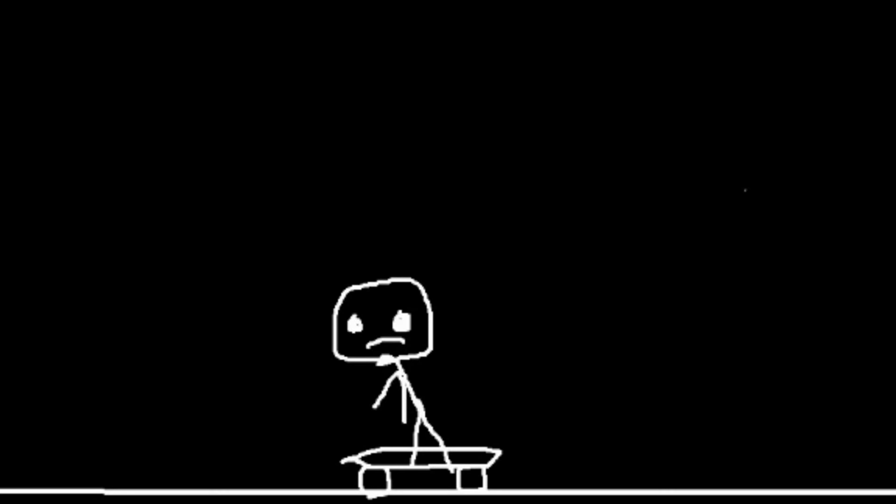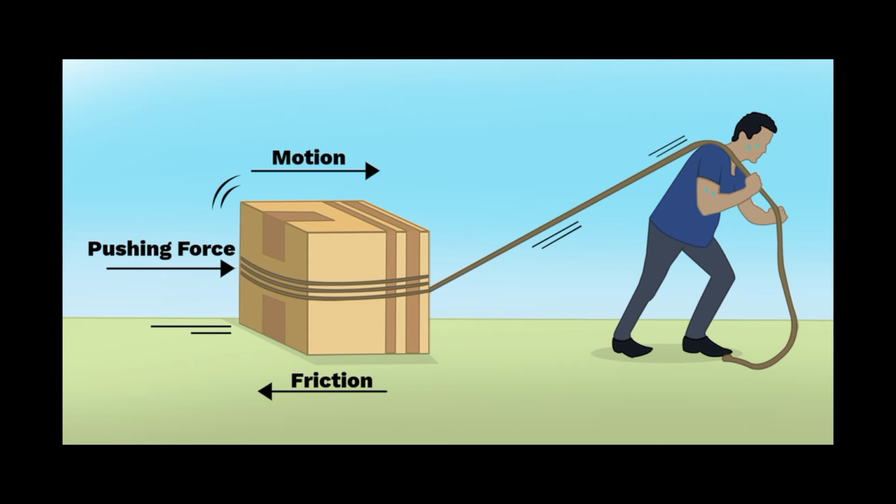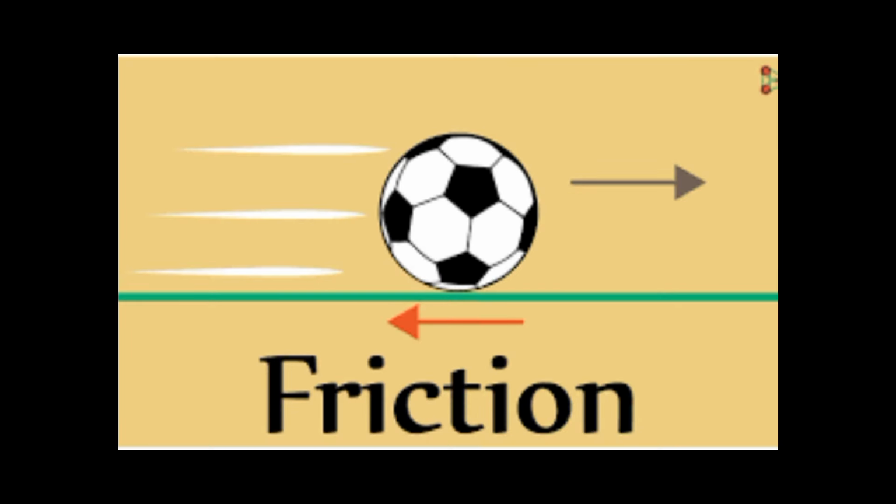But what about when things get a bit more complicated? Like when you're trying to figure out why your skateboard stops rolling. That's where friction comes in. Friction is the universe's way of saying, slow down, buddy. Friction is a force that opposes motion. It's why you can't slide forever on a skateboard. The rougher the surface, the more friction there is. So, if you're skating on sandpaper, good luck with that.